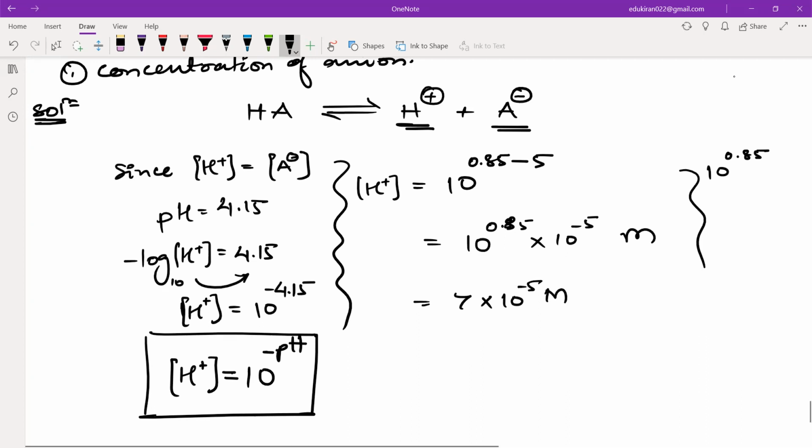So I hope you guys are now comfortable with this log value, right? If you know these 1 to 10. Yes or no? Yes, sir. So this is the concentration of H plus, and that is why this is also the concentration of the anion A negative.